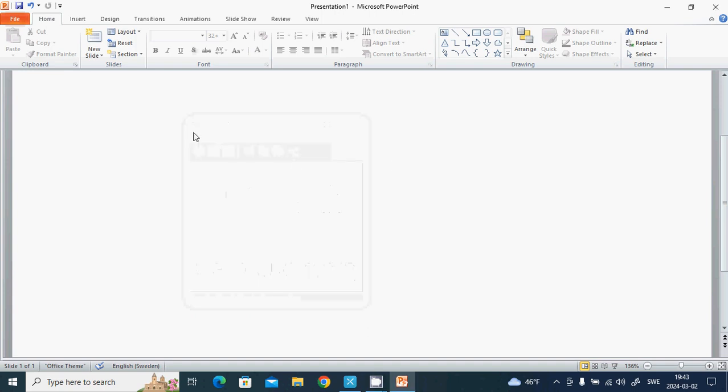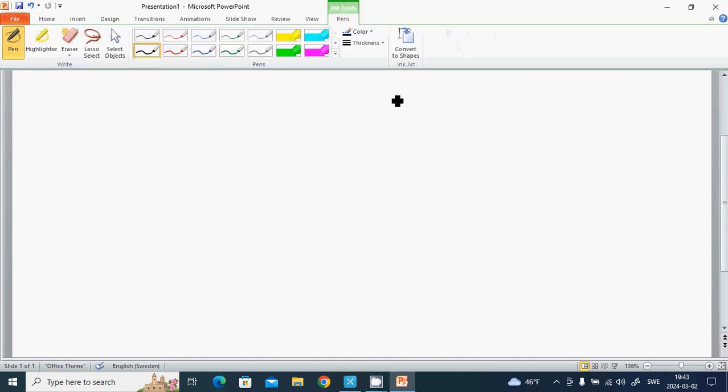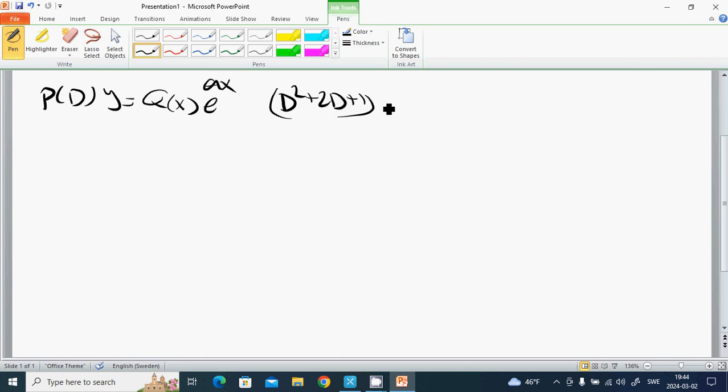Hello everyone, we continue with linear differential equations, and another model is that P(D)y equals Q(x)e^(ax). Example: (D² + 2D + 1)y = e^(-x). Then P(D) = (D + 1)² = 0.